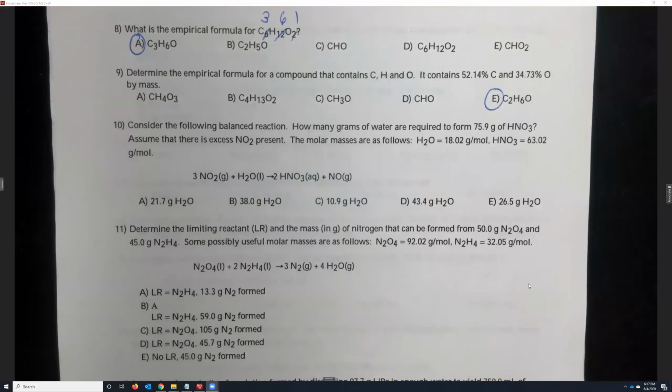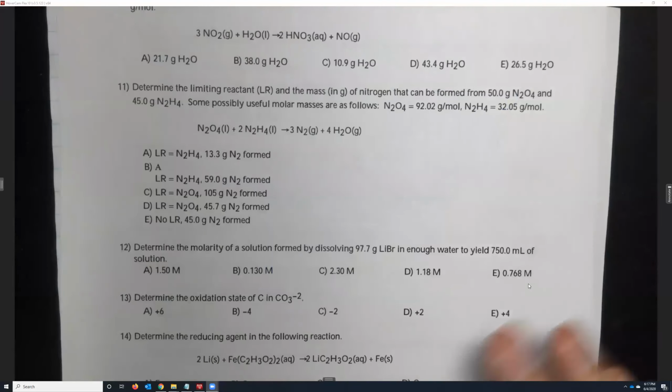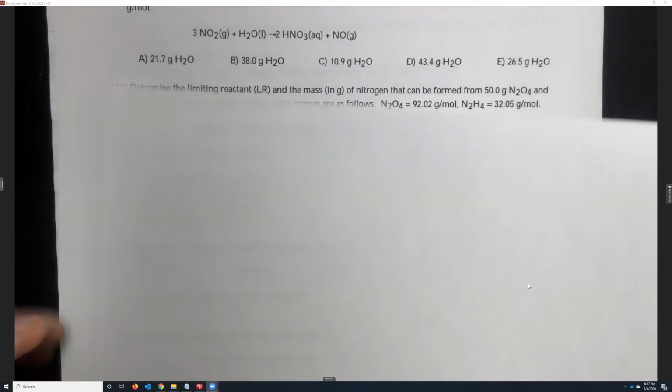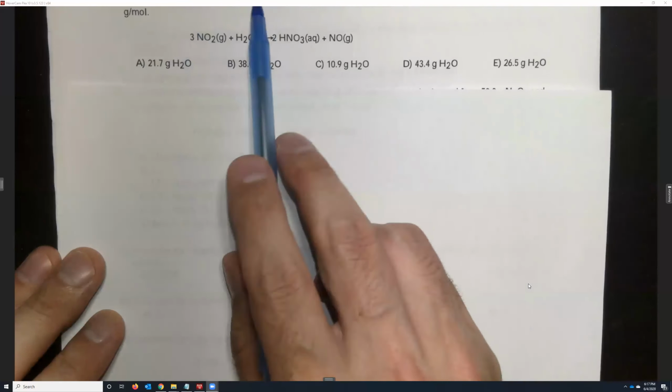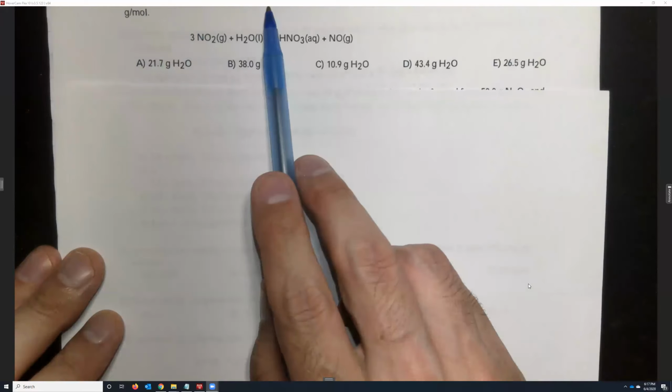All right. The next one says, consider the following balanced reaction. How many grams of water are required to form 75.9 grams of nitric acid? Assume there is excess NO2 present. And then it gives us the molar masses.